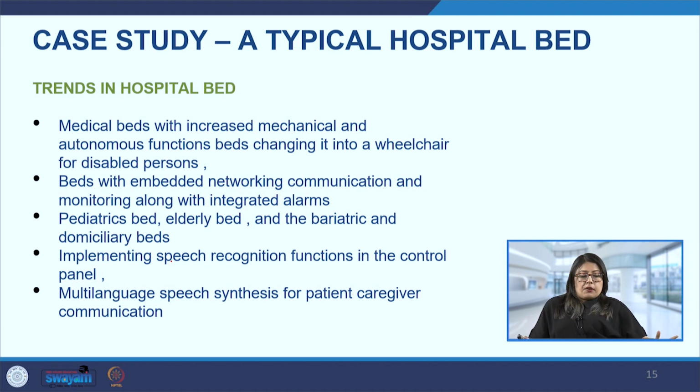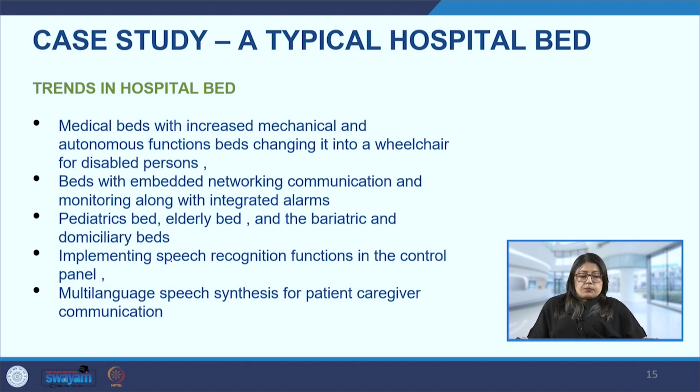Now we have pediatric beds for children, elderly beds, bariatric beds for people who are obese, and also domiciliary beds for people who are bedridden or some long treatment is going on. So these are also beds that need intervention, and a lot of designs are coming up for these particular uses, because all of these user groups have different requirements. A child in the pediatric center has a different need than an elderly patient. So accordingly all these beds are coming up with the functions that are required.